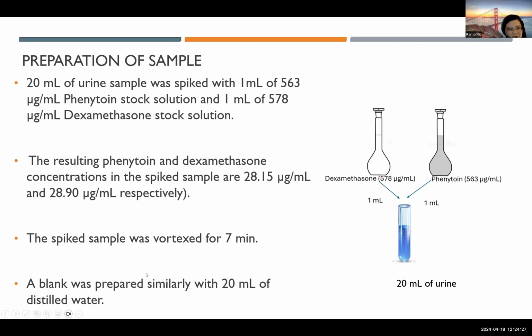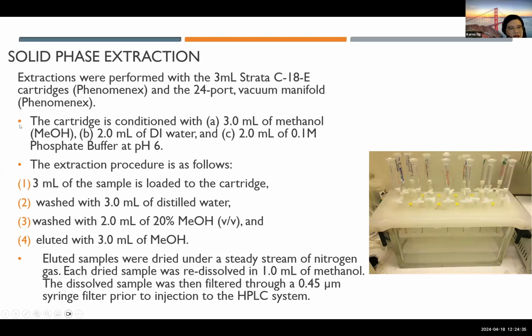A blank sample is done exactly the same, except instead of using the urine here, we use distilled water. So after we put both drugs into the urine sample, now we are extracting them back out. And this is the condition. We are using a 24 port vacuum manifold from Phenomenex. This is the diagram to show it.